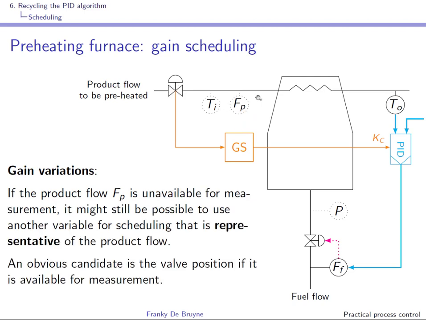In cases where the product flow is not available for measurement, and if you have then access to the valve position, you could use this value, because it is representative of the product flow, as a gain scheduling variable.